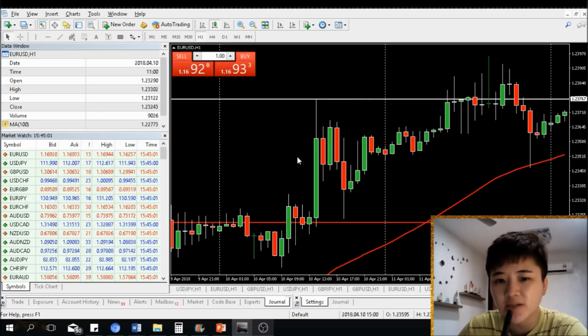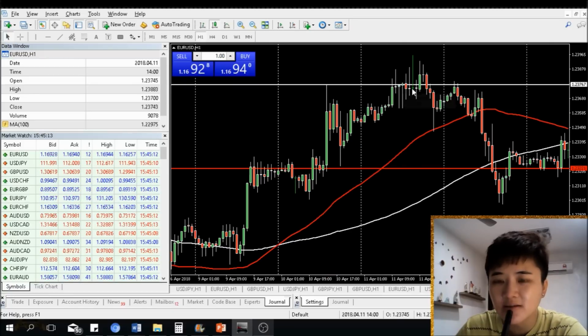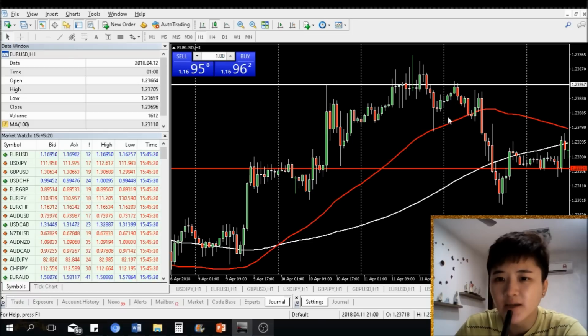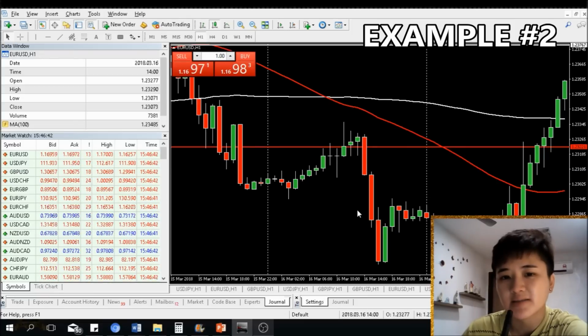I drew this based on 10th of April. Okay, and then the price tested this level multiple times before it retraced. Came down and then it tested the 50 SMA, then came back up here, tested the resistance line one more time. Okay, another example over here.